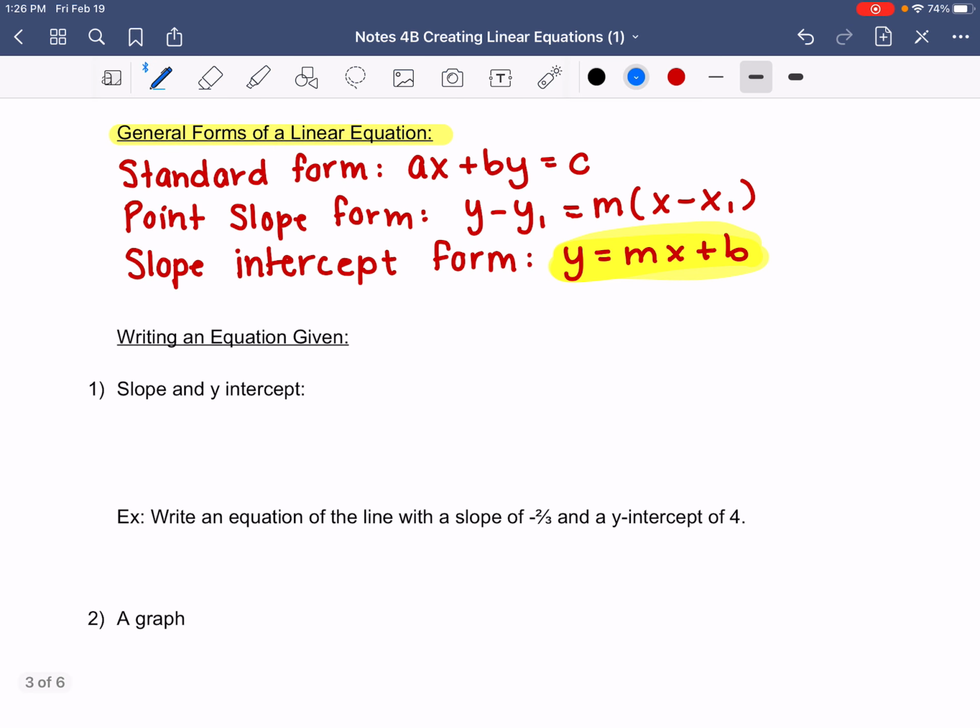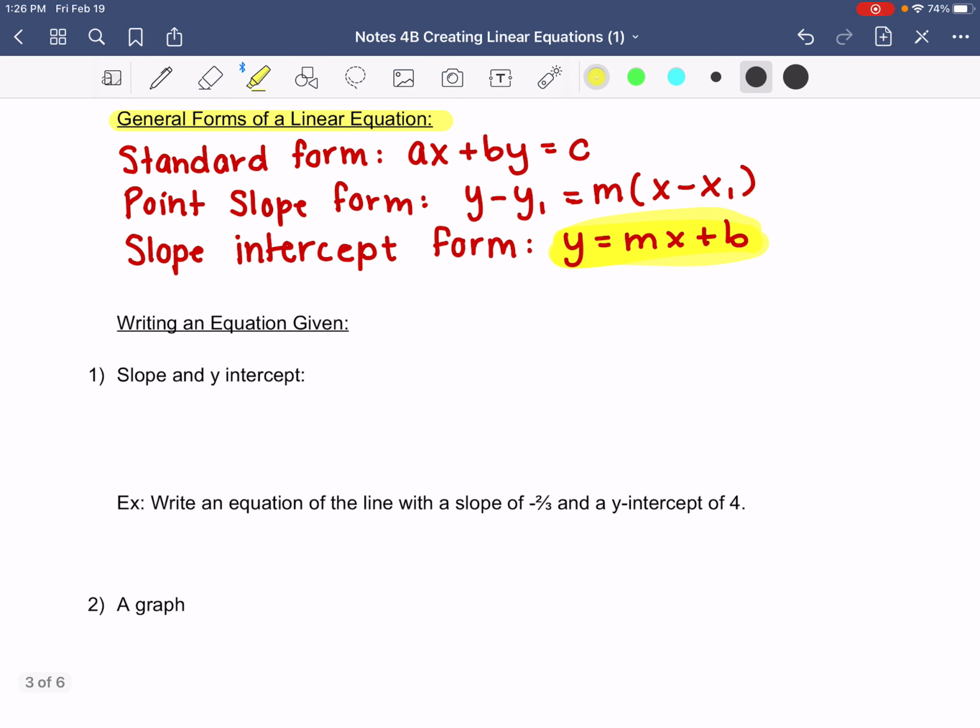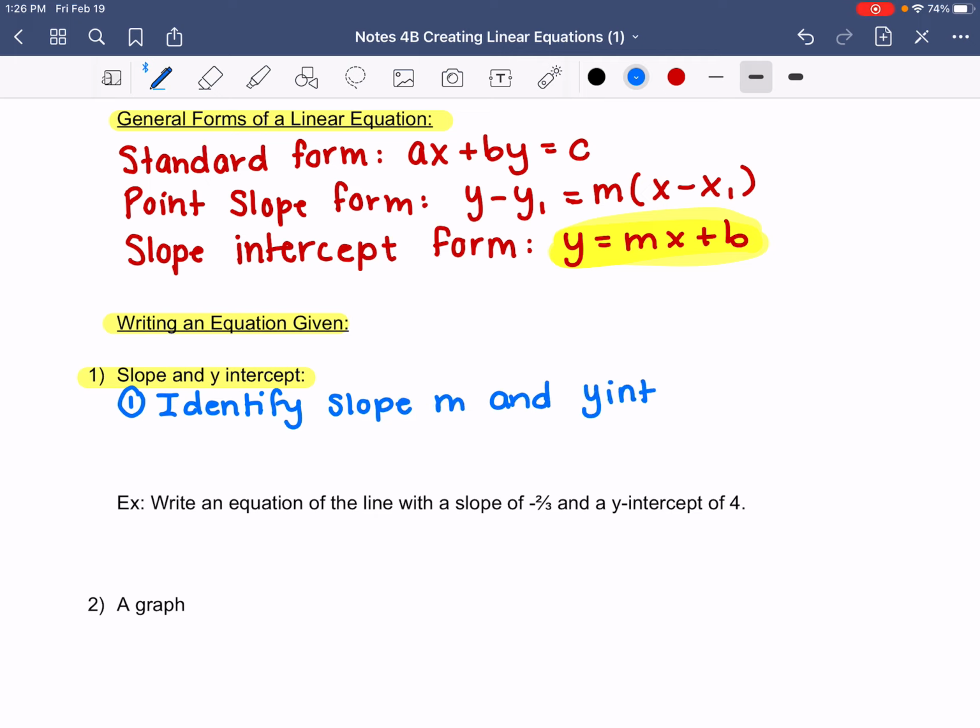All right, so we're going to be writing the equation given 5 different scenarios, information that's given, and then they tell you to write a line. So the first one is if they give you the slope and they give you the y-intercept. That's going to be the easiest one. What you're going to do for step 1 is just identify slope m and y-intercept b. And then just plug m and b into slope-intercept form.